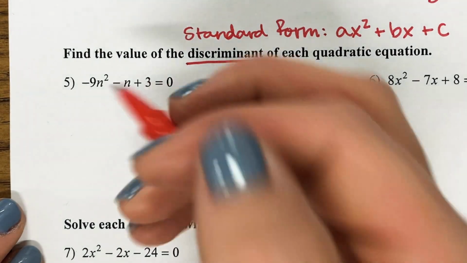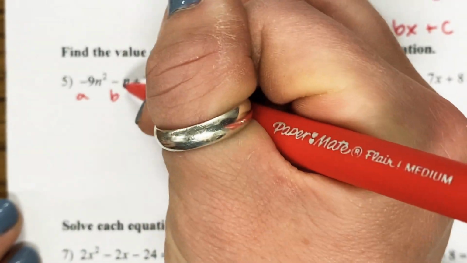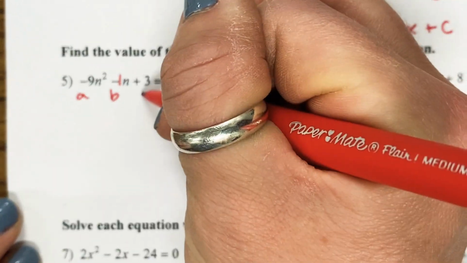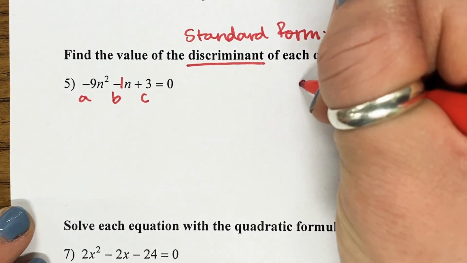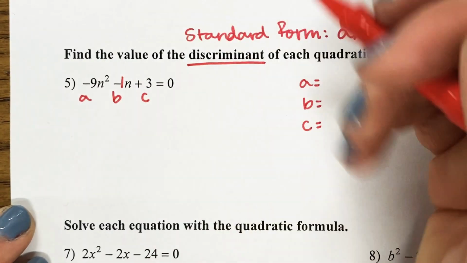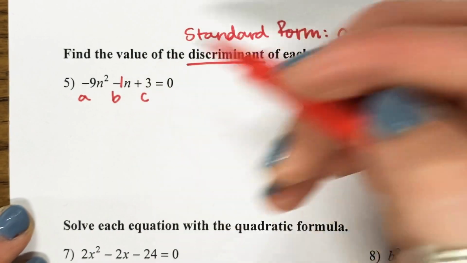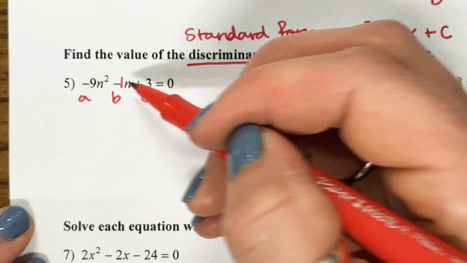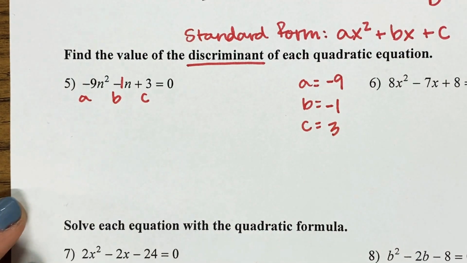If this is written in standard form, this means that negative 9 is my a, negative 1 is my b, and positive 3 is my c. Just to help us out, let's go ahead and write those out. We know that a is negative 9 because it's in front of the n squared. b is negative 1 because it's in front of just the 1n. And c is 3 because it doesn't have any variables attached.